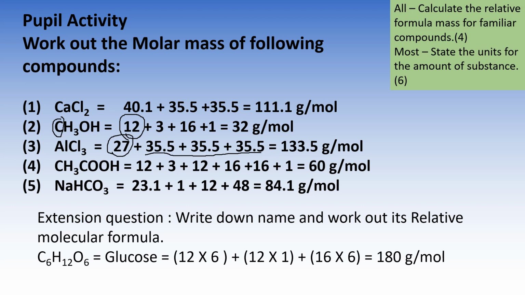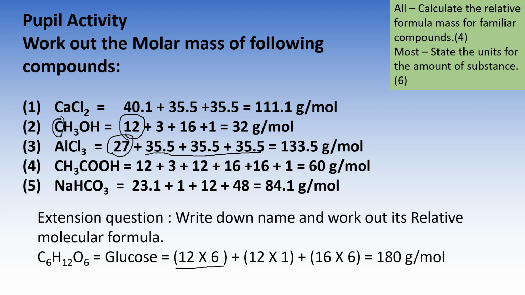Then you have ethanoic acid, which gives us a combined value of 60, and you have sodium bicarbonate, where you have a combined value of 84.1. Right, now the extension question, which I suggested earlier: you can write down the name, which is glucose. If you guessed it correctly, well done. Now you can see that when you have a long compound, it makes sense to write them in brackets.